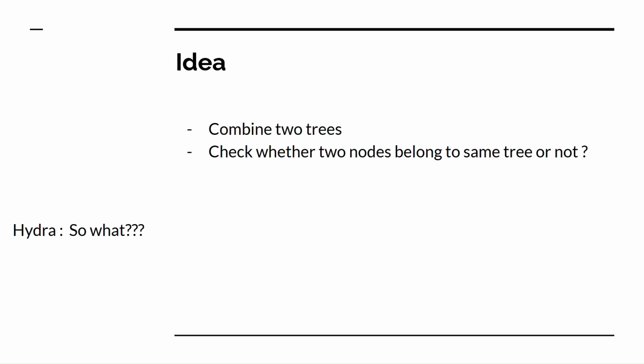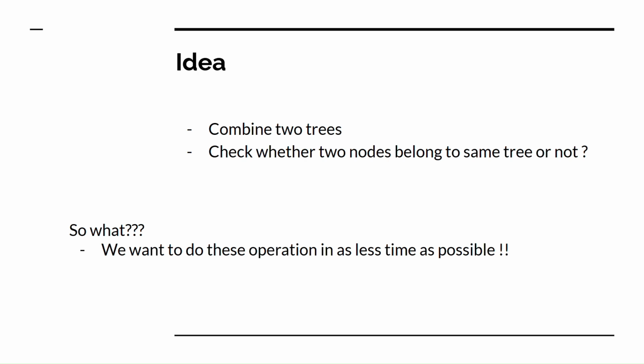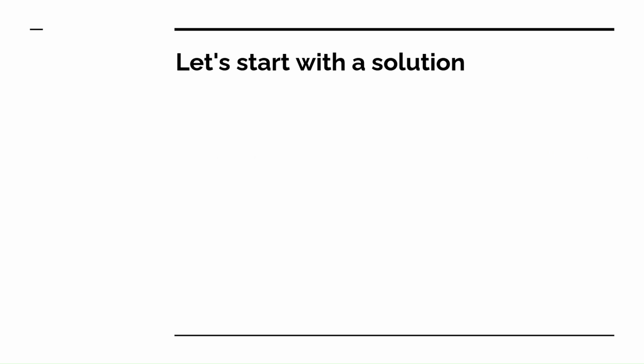So these are the two ideas: combining two trees and checking whether two nodes belong to the same tree or not. These are the functionalities provided by the DSU data structure. Next, we want to do these operations in as little time as possible, in the most optimized way. Let's start with the solution.